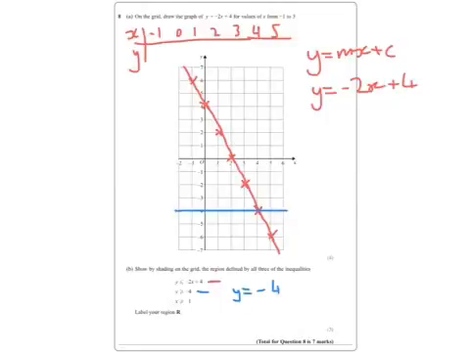Basically, all the y coordinates on that line are minus 4. It doesn't matter what the x coordinate is. The y coordinate is always minus 4. Hence, it gets its name.